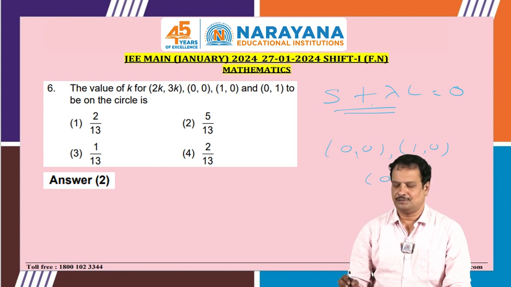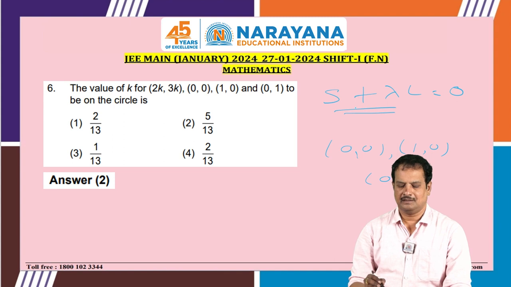Now substitute the third point in this one. Then you'll have the circle passing through 3 points. Then substitute the fourth point in that one. You'll get the value of k there. Here, the value of k is required where 4 points are concyclic. So simply, you find out the circle passing through 0, 0, 1, 0, and 0, 1.